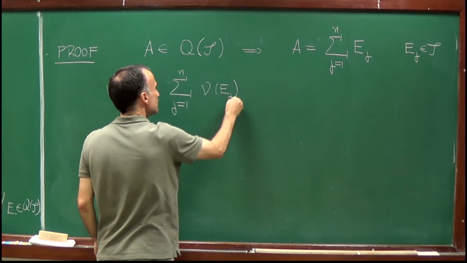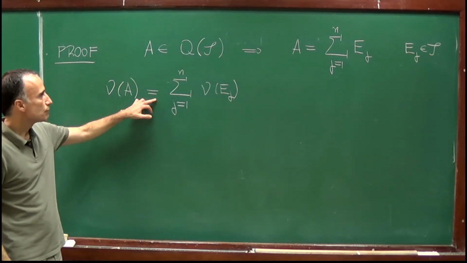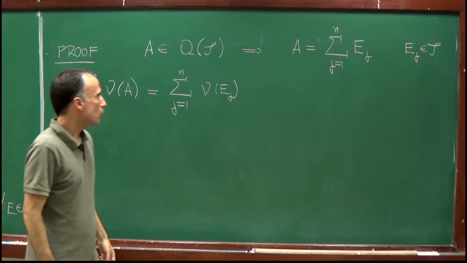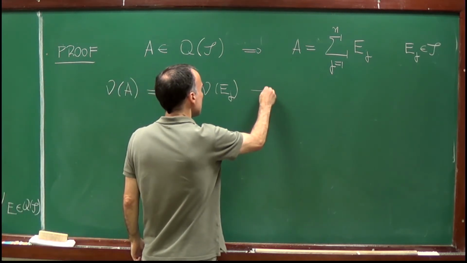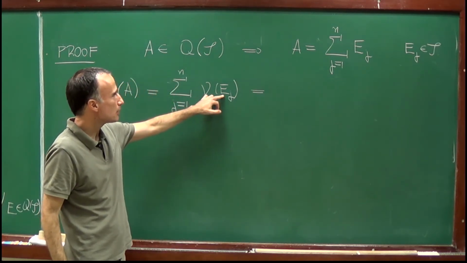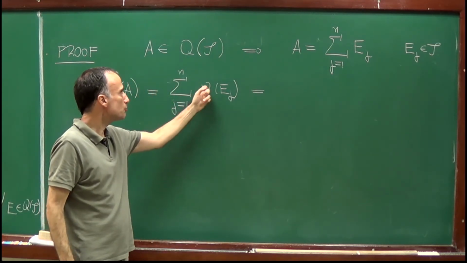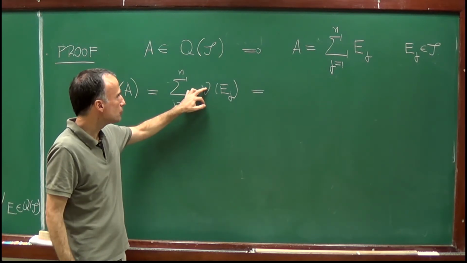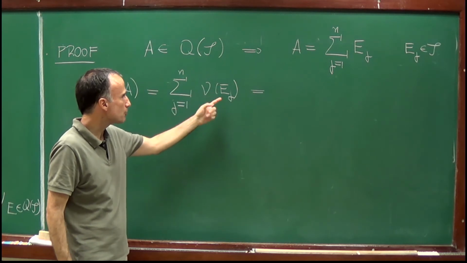Right? If nu is additive, this identity holds, is in force. But now, each of these sets is an element of the semi-algebra. And we want nu to be an extension of mu. So we want nu and mu to be equal on the semi-algebra.